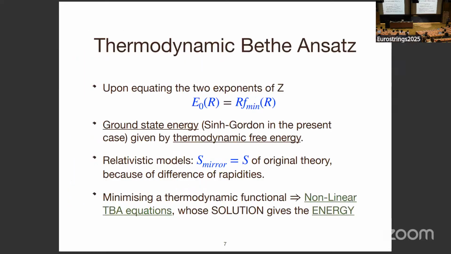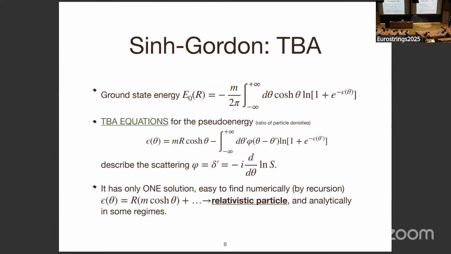Let's hope it works. Yes. So equating the exponents, you get something like this, minimizing the free energy. And for relativistic models, we stick to that at the moment, the S matrix of the mirror theory, so the other theory, is the same. So you use the same S matrix, very simple, and this is the original Zamolodchikov and Klassen and Melzer idea. You minimize the thermodynamic function, then you expect nonlinear thermodynamic Bethe Ansatz equations. You take the solution and you get the energy as an outcome.